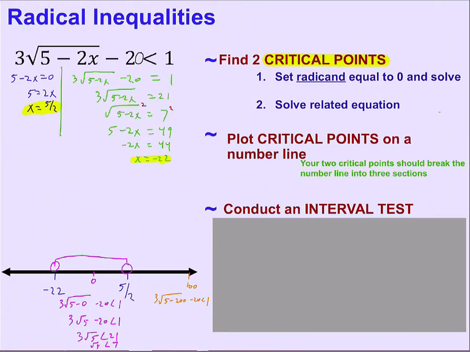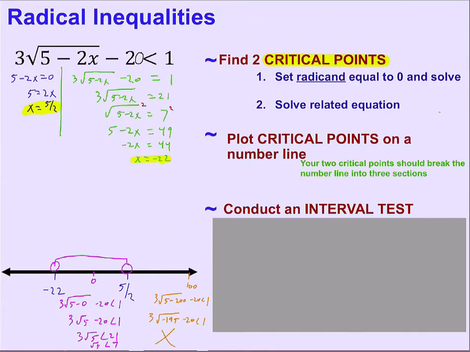Well, you can see, hopefully right away, we're going to run into a problem here. 5 minus 200 is negative 195, and I don't know if 3 times the square root of negative 195 minus 20 is less than 1. Actually, I do. It's not, because the square root of negative 195 isn't a real number at all. It can't be less than 1 if it's not real. So that means that nothing above 5 halves is part of our solution.